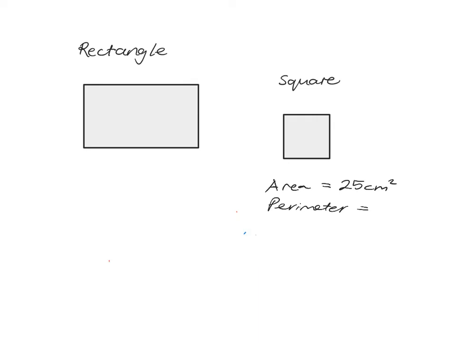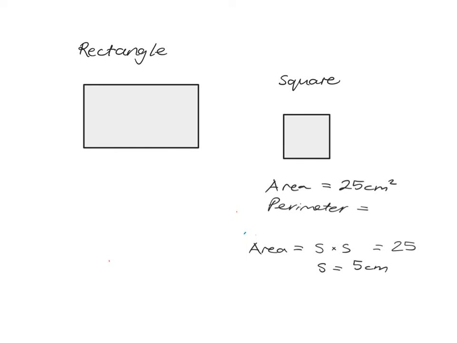Okay, hopefully you easily saw that when you're working out the area of a square, you're just saying the side of the square multiplied by the other side of the square, which are the same number. And in this case, the answer gives you 25. Well, what times what gives you 25? It's pretty obvious. It's 5. So the side of your square is 5, and so what will your perimeter be?